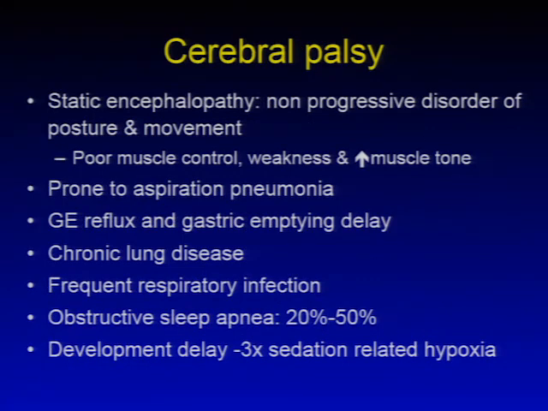Cerebral palsy is a static encephalopathy, a non-progressive disorder of posture and movement. There is usually poor muscle control, weakness, and increased muscle tone. Prone to aspiration pneumonia, there is gastroesophageal reflux and delayed gastric emptying. There is usually associated chronic lung disease and frequent respiratory infection. Obstructive sleep apnea occurs in approximately 20 to 50% of the population and is due to bulbar dysfunction, neurogenic laryngomalacia, and decreased pharyngeal tone. Developmental delay results in three times as much sedation-related hypoxia.